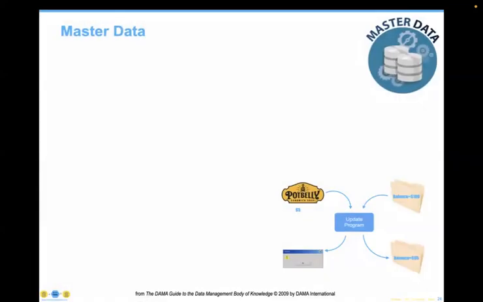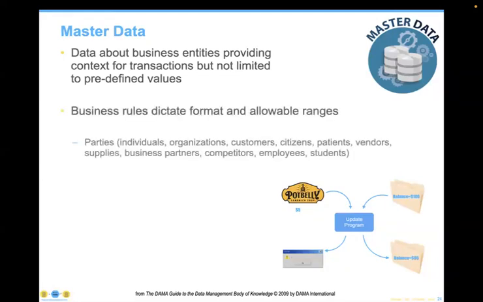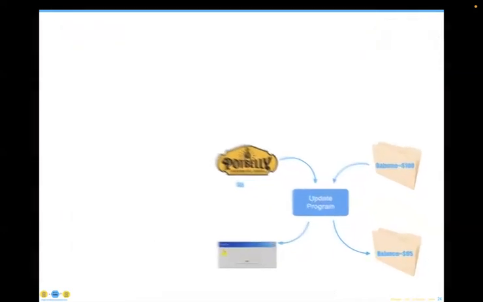Master data now comes from an idea that we had in the old days of updating master files. And it's the idea that we have business entities that give us context for the transactions that are occurring. Business rules dictate format and allowable range, focusing mainly on parties and locations around these things. They, again, as I said, provide context for the transactions and come from the term master file.